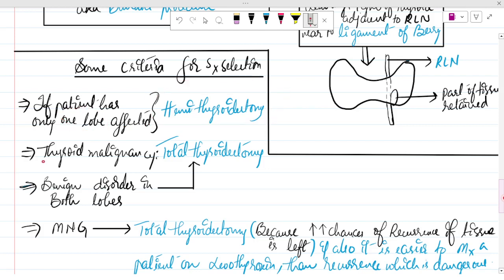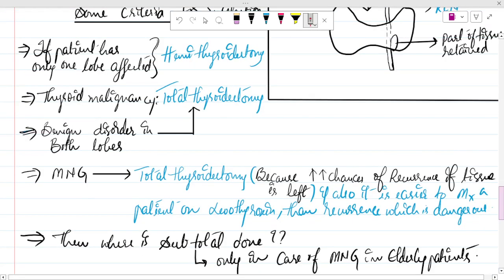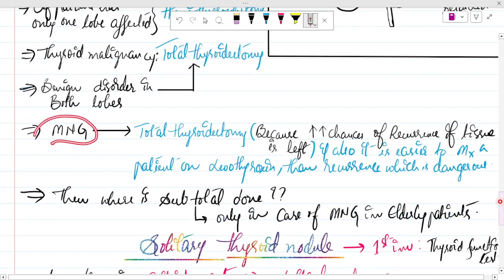If the patient is diagnosed with thyroid malignancy, you go for total thyroidectomy. But if the patient is diagnosed with a benign disorder present in both lobes of the thyroid, you also go with total thyroidectomy. Now, if the patient presents to you with multinodular goiter, what should you do?